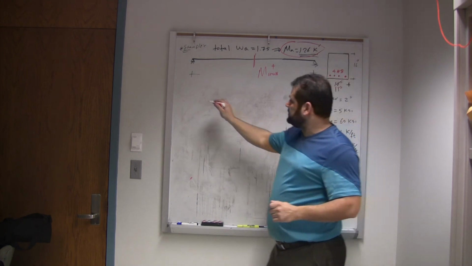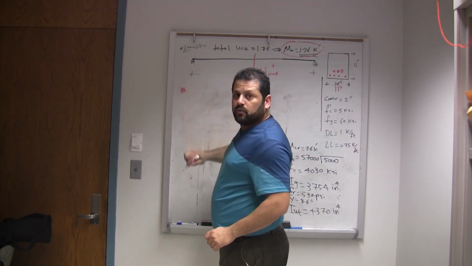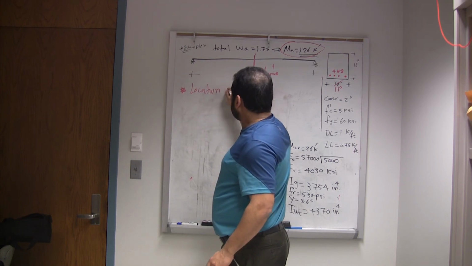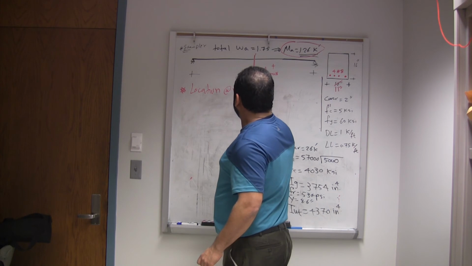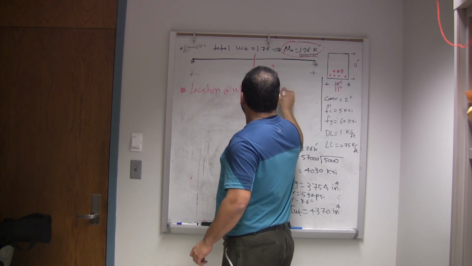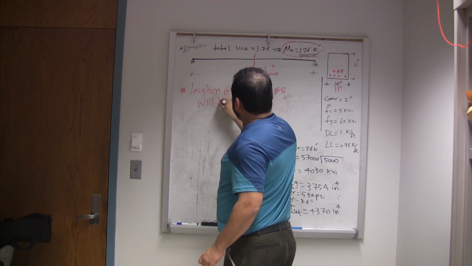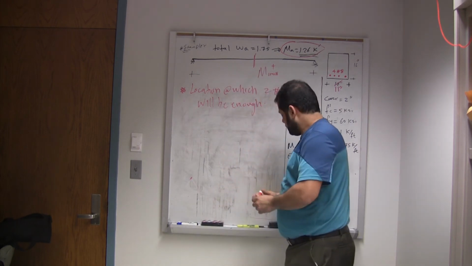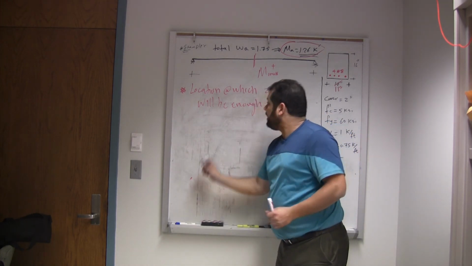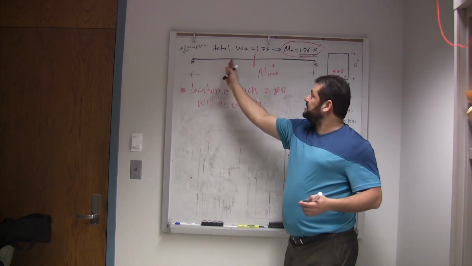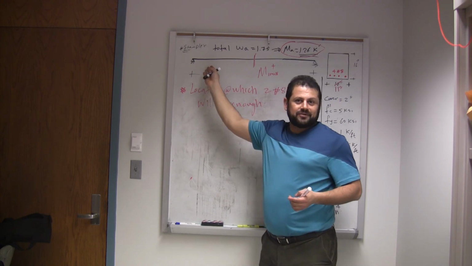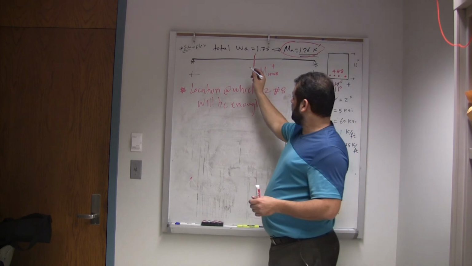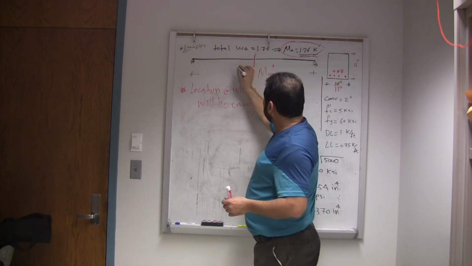Now the question is, where is the location at which two number 8 bars will be enough? See the question? You don't have to continue the four all the way, because the moment as you approach the support is 0. So at what location can you stop two of them?